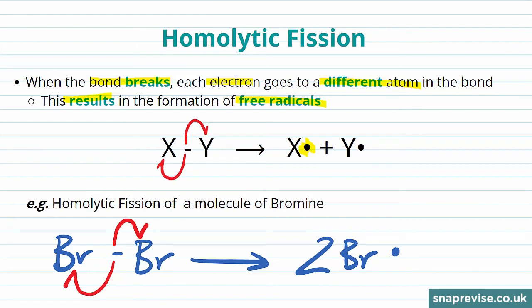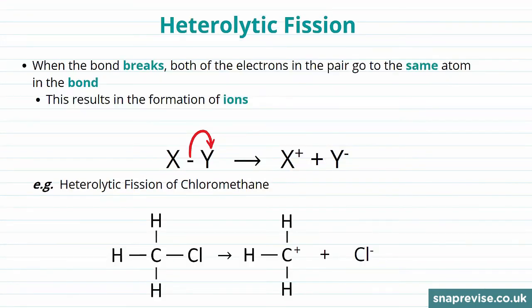So now I've looked at homolytic fission, let's look at heterolytic fission. Unlike homolytic fission, in heterolytic fission, when our covalent bond breaks, both of the electrons in the pair go to the same atom in the bond. And rather than forming free radicals, we form ions.